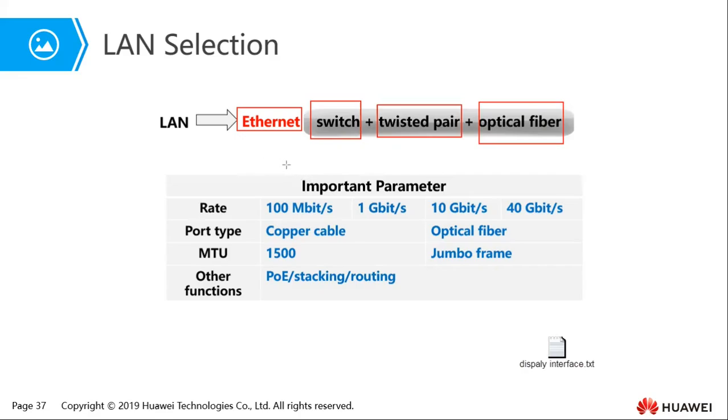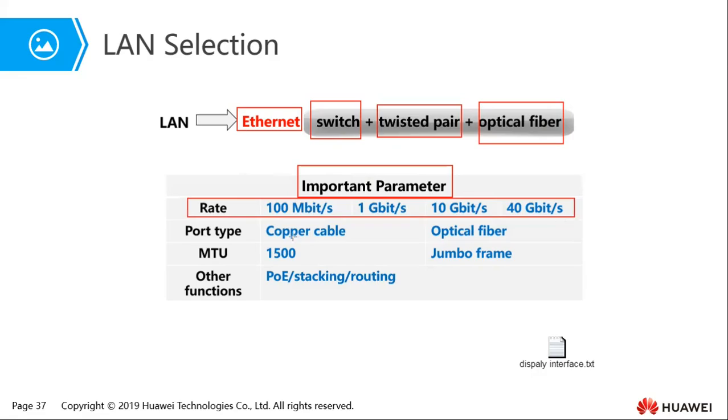The important parameters that we're supposed to consider about our local area networks, one of them is the transmission speeds. So depending on the user requirement, we can do 100, 1 gig, 10 gig, or even 40 gigs. It is technically possible right now to go up to 40 gig. We need to look at the port type for the devices, which we did in the previous chapter or subtopic. So are we going to use copper, or are we going to use optical fiber, or both?